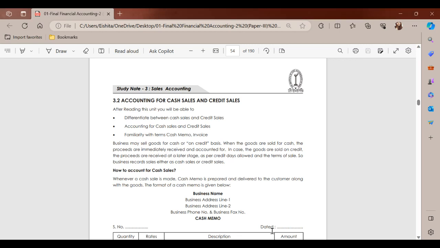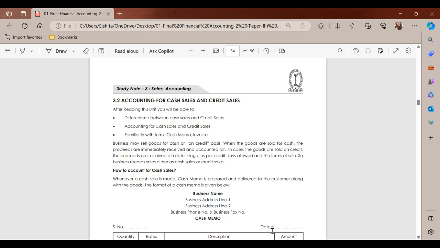So, accounting for cash sales or accounting for credit sales. Cash sales and credit sales are two different things. One will have the cash sales, it will not have the credit sales. The moment I receive cash, it will be entered in the cash book, and I will record the entry as cash debit, sales credit. Credit sale is the second phase of it. The moment I record the entry, I record trade debtors debit, sales credit, in the sales book.